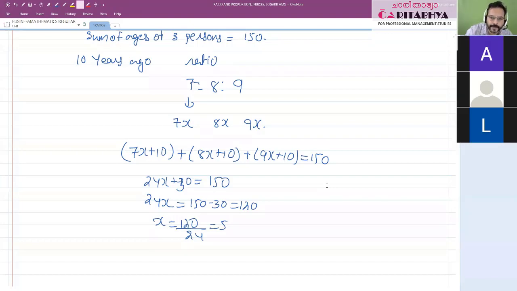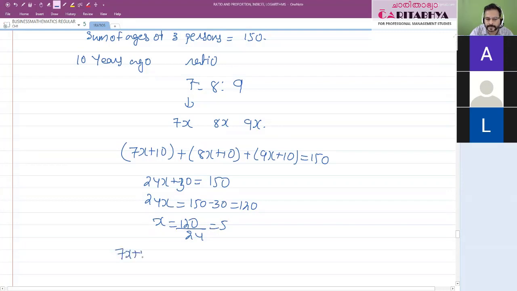24 equal to 5. Therefore, x is 5. The ages are 7x plus 10, because 7x is the age 10 years before the present, and the sum of the present ages is 140. So 7 into 5 plus 10 equal to 45.